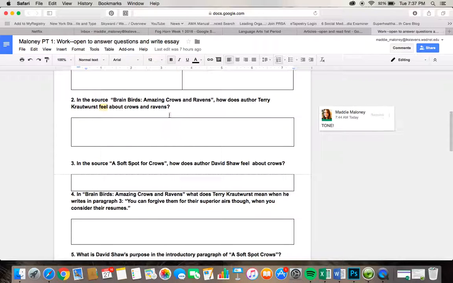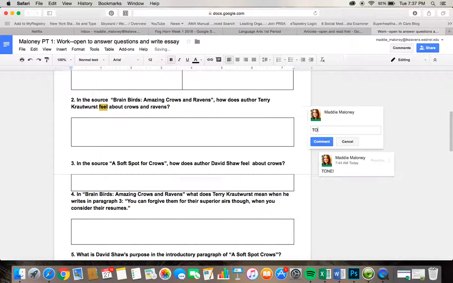Okay, let's look at question 2. Please take a couple seconds and read question 2. All right, on your own copy, I want you to do this. This is what we did as a class. I want you to highlight the word feel. I want you to go into the upper right-hand corner, click comment again, and leave yourself a note and say tone, okay? You could just say, you know, tone.